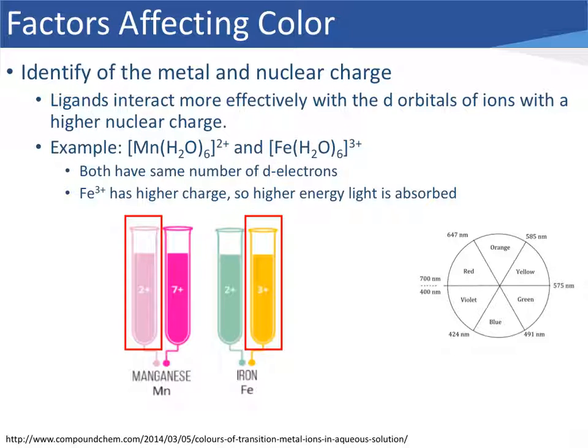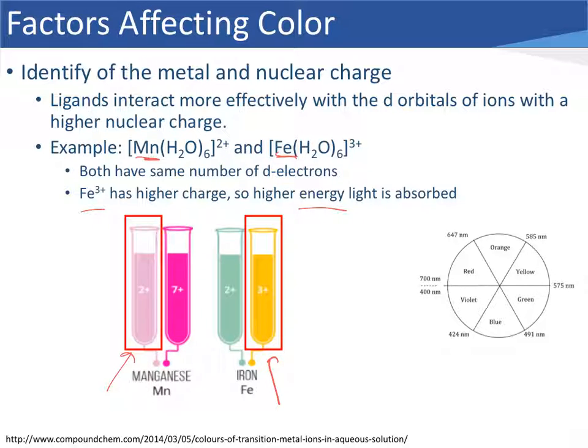First of all, the identity of the metal and the charge. Ligands interact more effectively with the d orbitals of ions with a higher nuclear charge. A higher nuclear charge attracts the electrons of the ligand. So if I look at manganese 2+ and iron 3+, they both have the same number of d electrons. But since iron has a higher charge, it has a higher energy of light absorbed. So let's take a look.